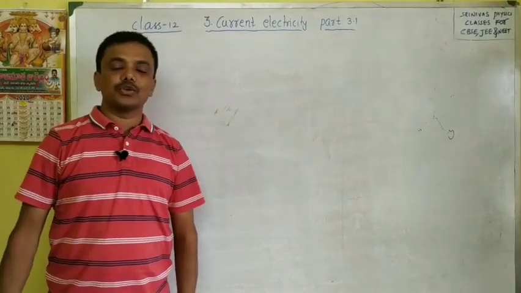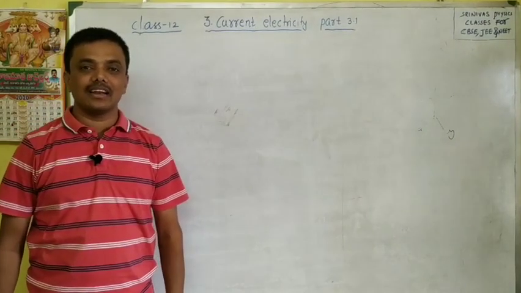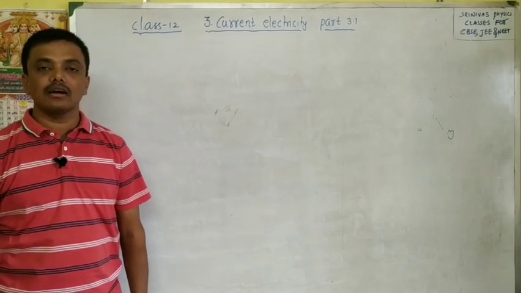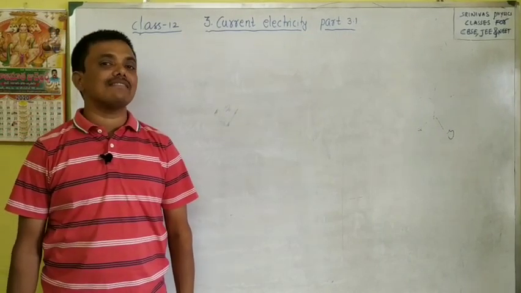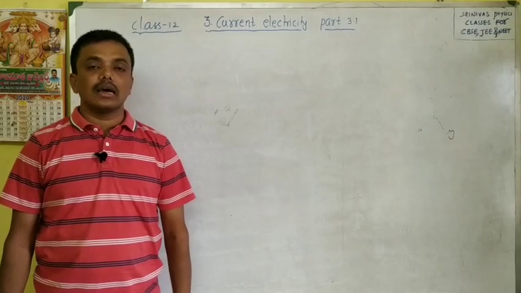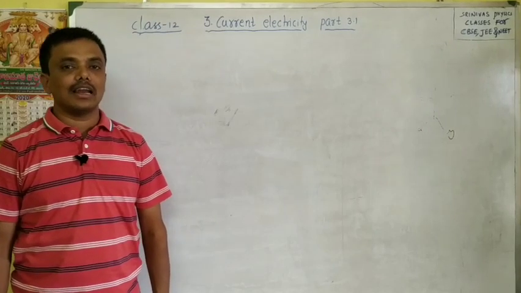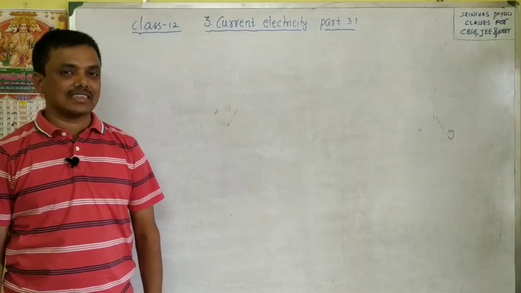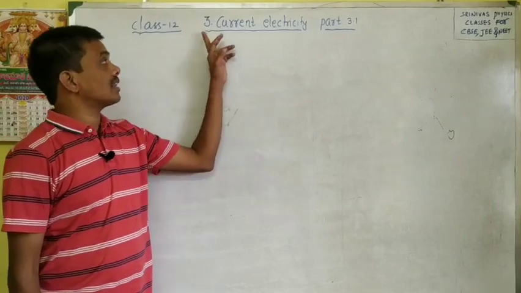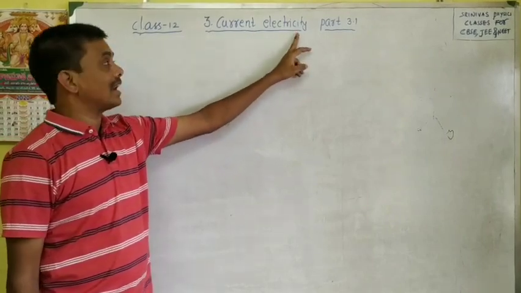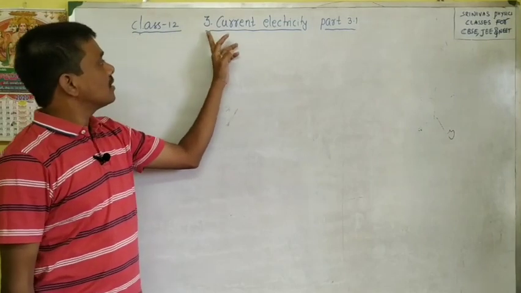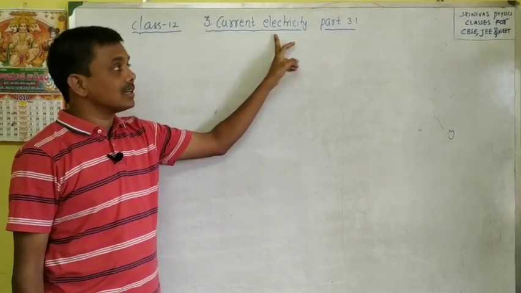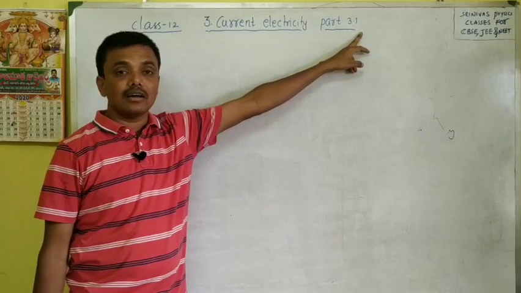Today I am going to explain one more chapter in the 12th class. Previously we completed two chapters, electric charges and fields, and electrostatic potential and capacitance. Now I am going to start the third chapter, that is current electricity. Right, class 12, third chapter, current electricity. This is the first part in the third chapter.